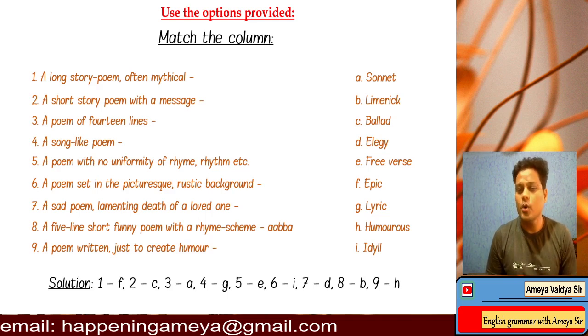A sad poem lamenting death of a loved one is an elegy. Look at the spelling, Elegy. Next one, a 5-line short funny poem with rhyme scheme AABBA. That's a limerick. Last, of course, a poem written just to create humor. No prizes for guessing that. The one option remaining, which is humorous.